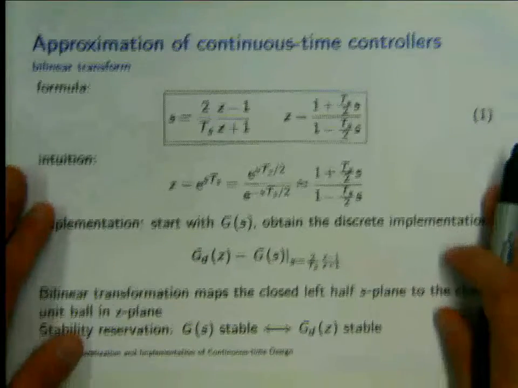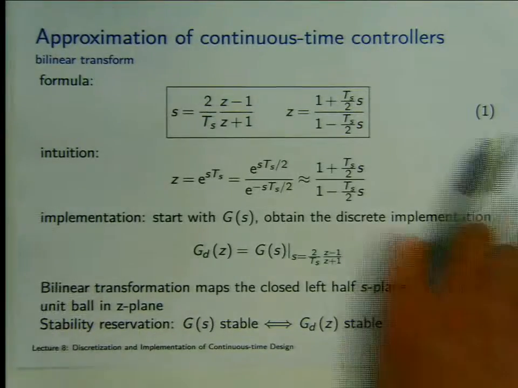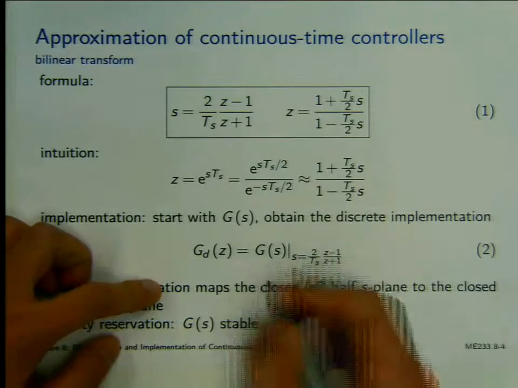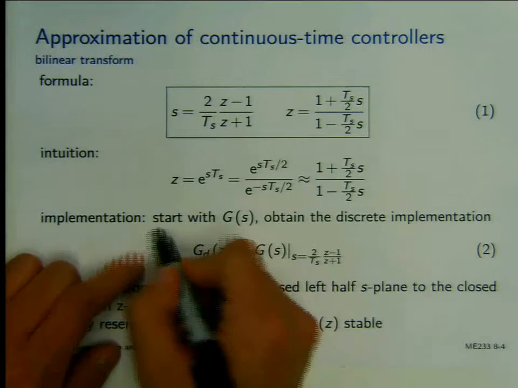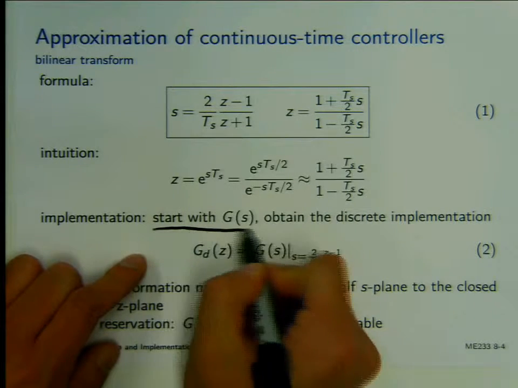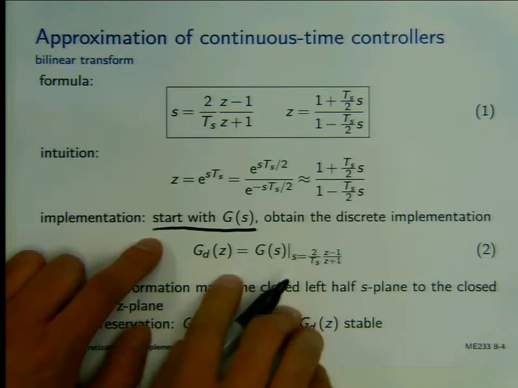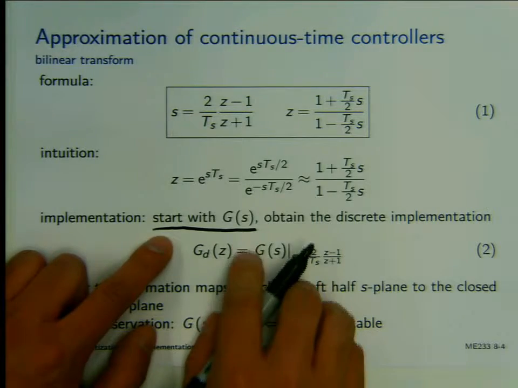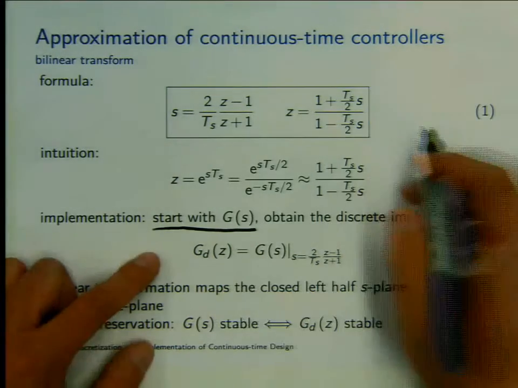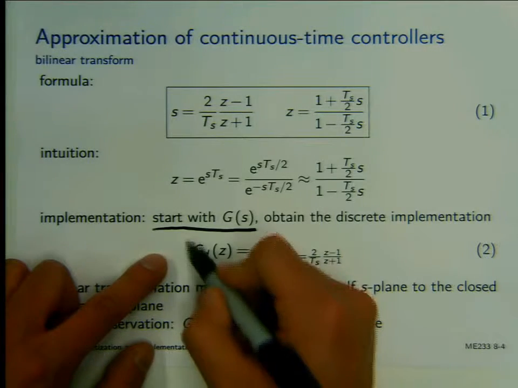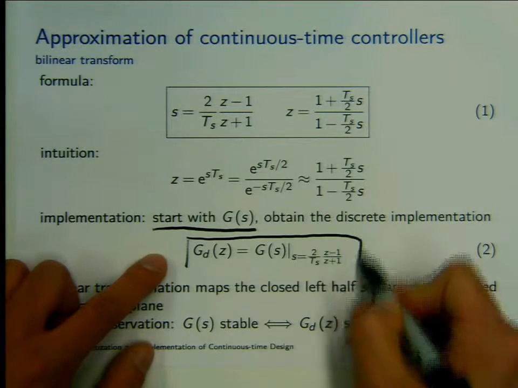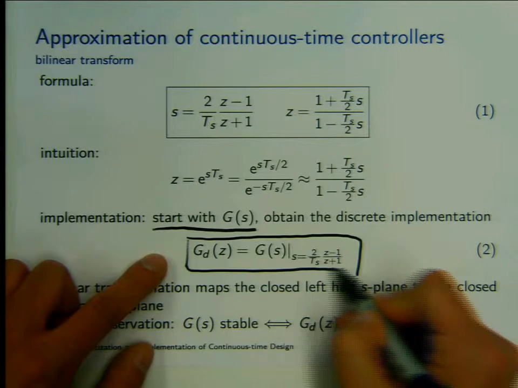Now, let's talk about the discretization of a continuous time transfer function. So suppose we have designed a controller, a linear time invariant controller. The transfer function is G(s). Then one way to digitalize this continuous time controller is to discretize the continuous time transfer function.